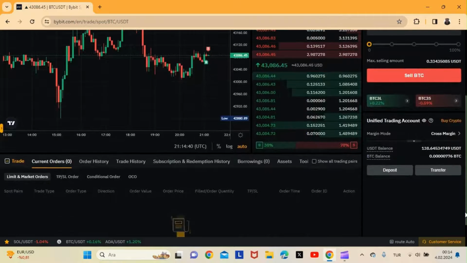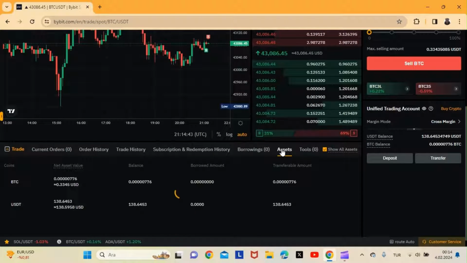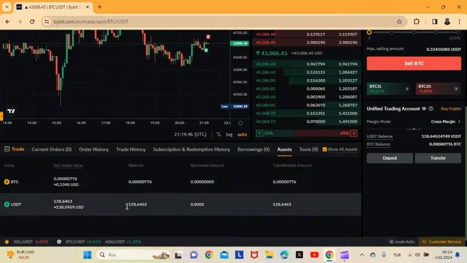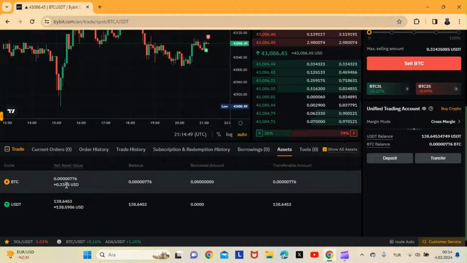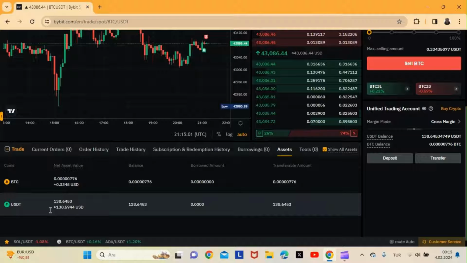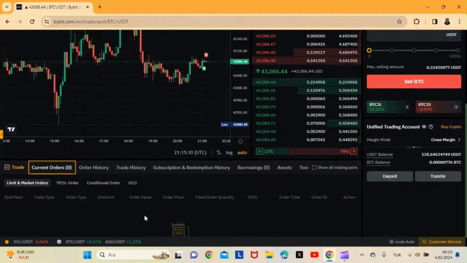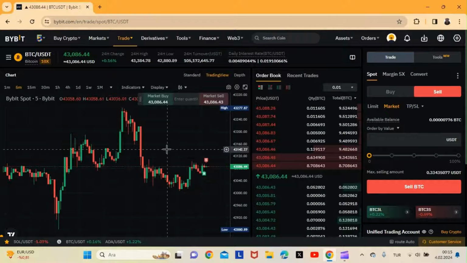If I scroll down and come back to assets, you have no more BTC. There's a little bit left, because I did not sell 100% earlier. I have 0.334, and I used to have 9.9. So I've sold my BTC. You can see now my USDT has increased again, it's now 138. I no longer have Bitcoin and now I have USDT. So this is how you sell to make profit.